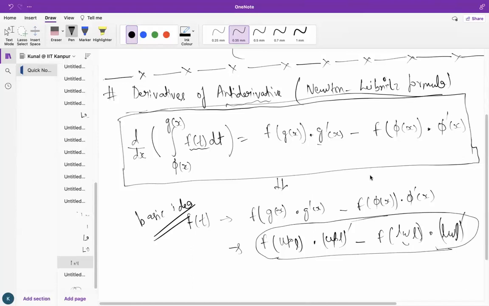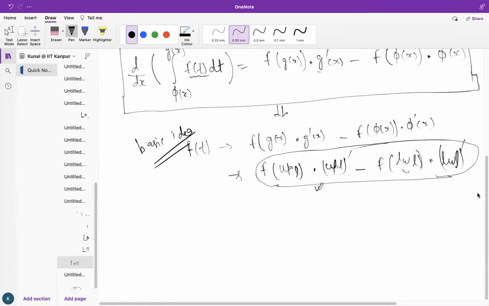Don't memorize this formula, because with practice the formula will come to mind by itself. You just have to go through this basic idea: substitute the upper limit, and then differentiate the upper limit with respect to x, and then substitute the lower limit, and then differentiate the lower limit. So let me prove it first. Okay, let's start its proof.